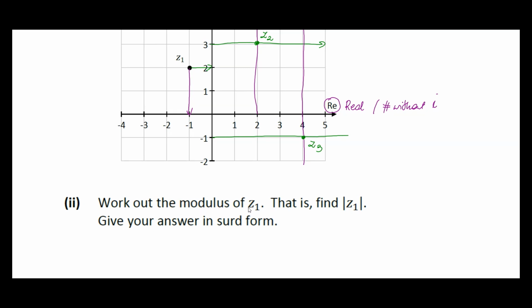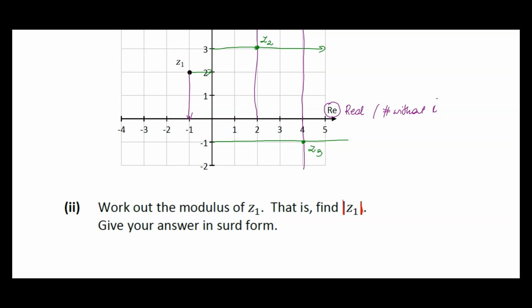Work out the modulus of Z1. That is, find, and then we have a description. And basically that's what it means. When we have those brackets that are just a straight line, that is the modulus. But what is modulus?